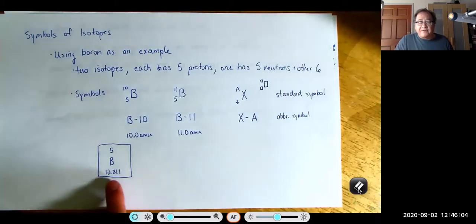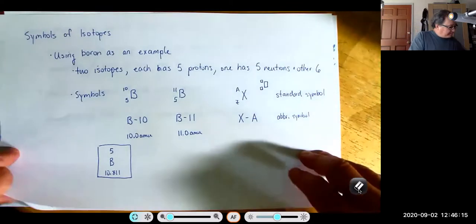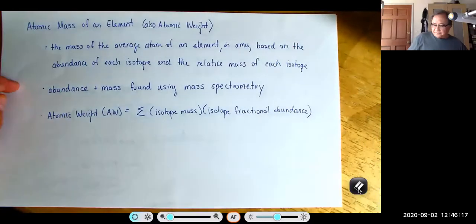It's closer to 11. So our guess would be that there would be more boron 11 than there would be boron 10. Okay? All right. So let's look at atomic mass of an element.